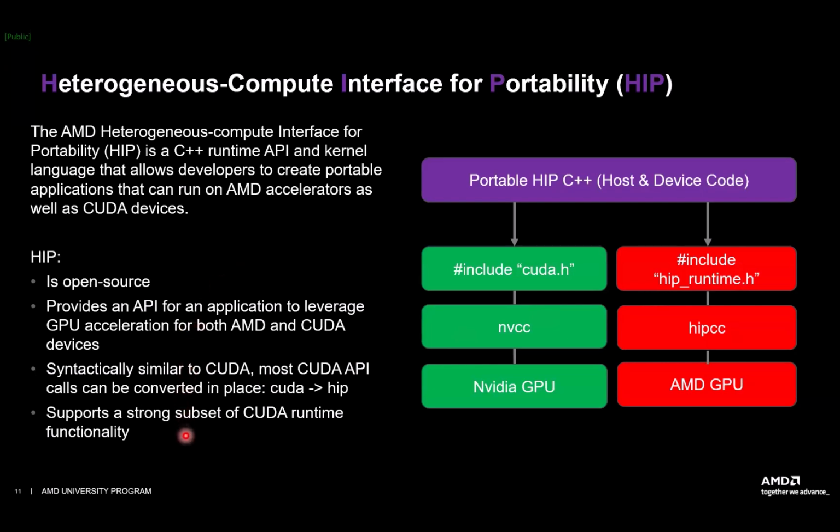HIP supports a strong subset of the CUDA runtime functionality. And over on the right, we have this sort of cartoon view of how this works. You write your program in HIP, and then depending on which platform you're on, you would use the different backends, running on an NVIDIA system with CUDA or an AMD system with ROCm.